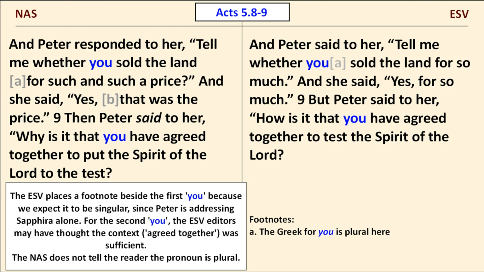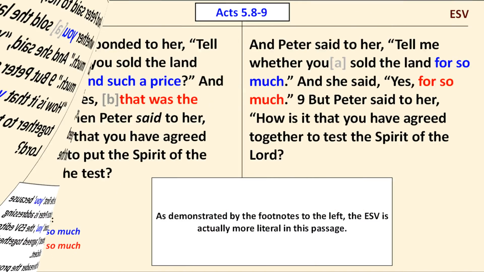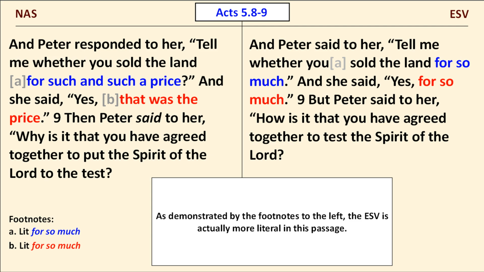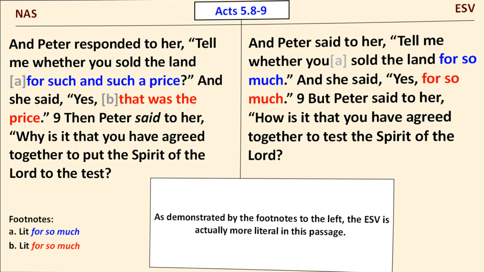The ESV places a footnote beside the first "you" because we expect it to be singular, since Peter is addressing Sapphira alone. For the second "you," the ESV editors may have thought the context, "agreed together," was sufficient for the reader to understand that the word "you" is plural there. The NAS does not tell the reader that either pronoun is plural. Before we leave, notice that the footnotes in the NAS say that the ESV is more literal when it uses the phrase "for so much," rather than "for such and such a price," or "that was the price."